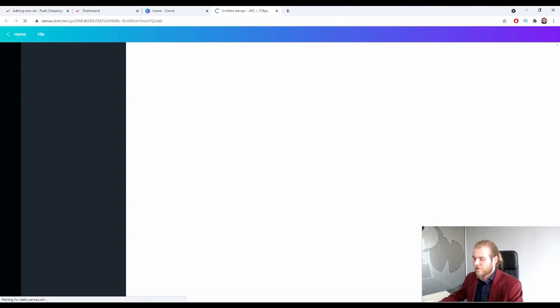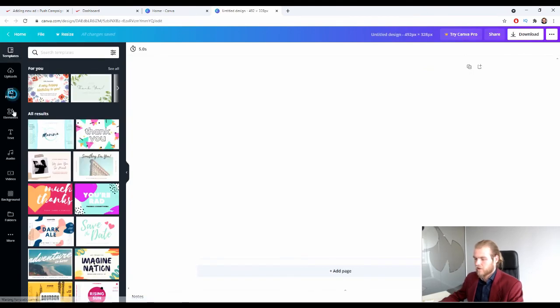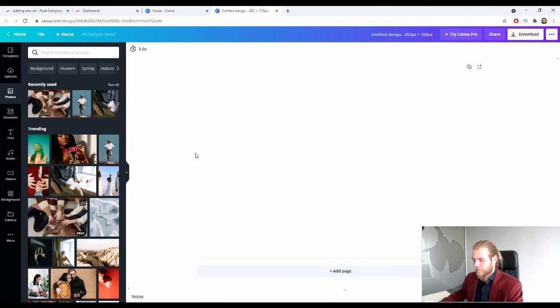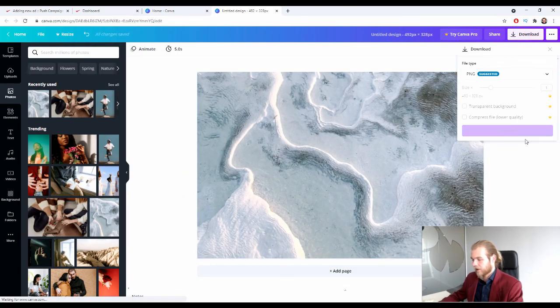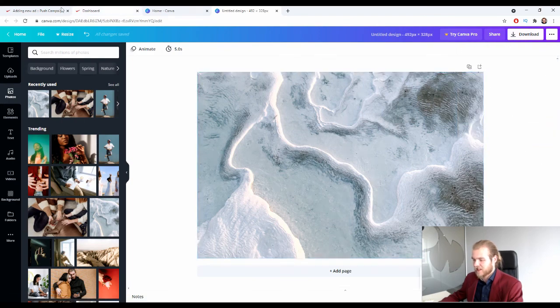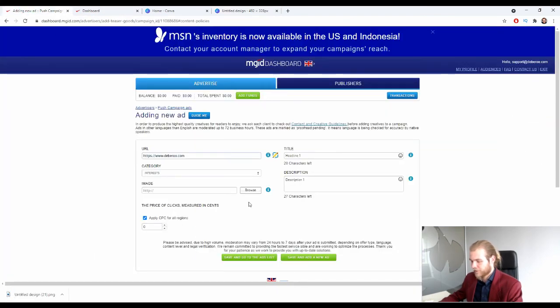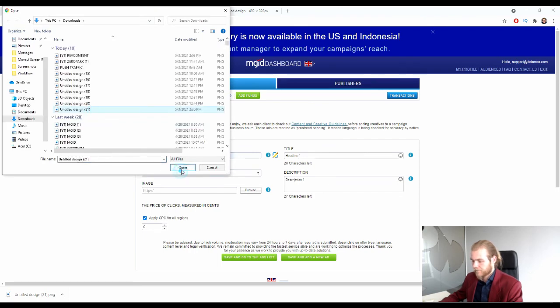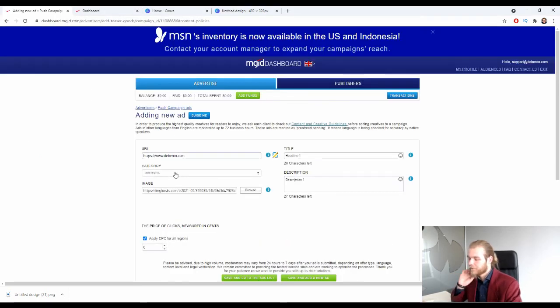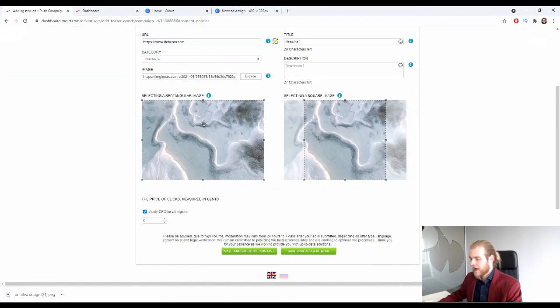We're just going to drag a photo in here. Let's see, photos, boom, whoops. Perfect. And let's download this. Obviously, don't use this as your creative. It's just an example. All right. Then we're going to select that. Okay. Perfect.